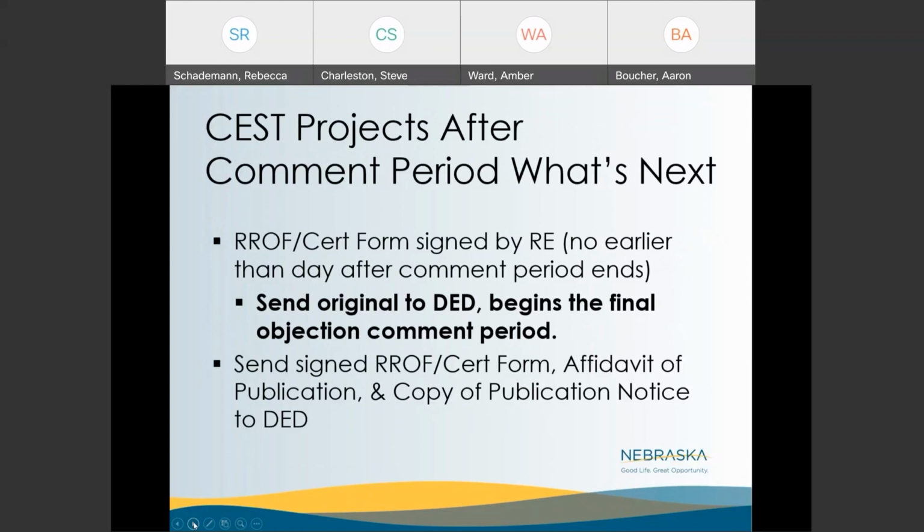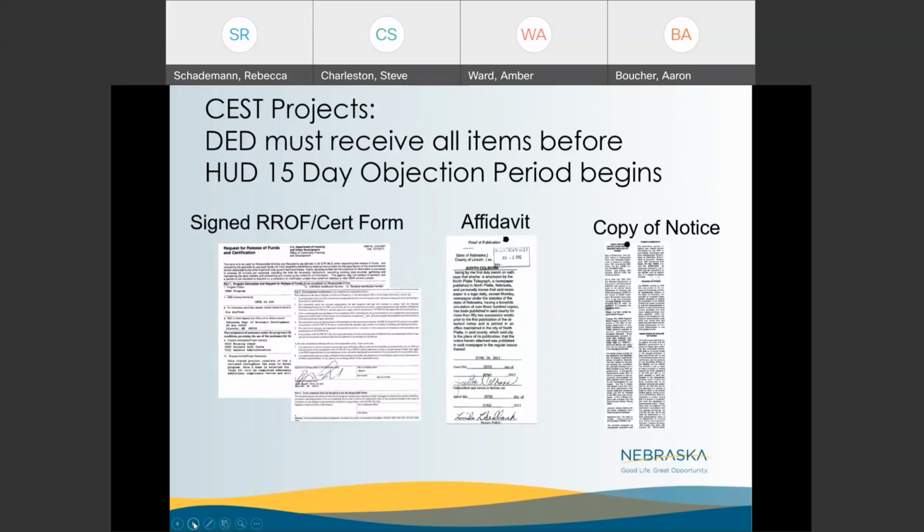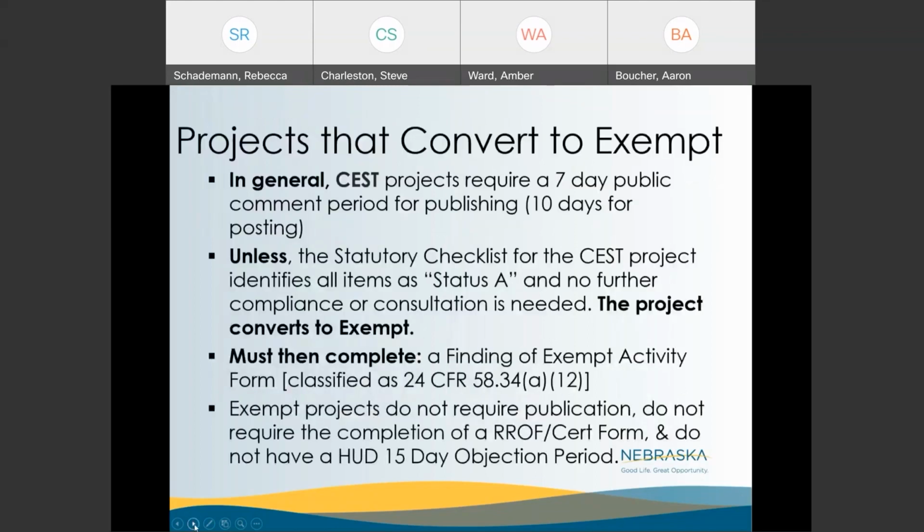Okay, here's what you do. We've talked about the original coming into DD before the final objection comment period. Make sure it's all signed. You have an affidavit of publication, copy of publication notice. Next. And then DD must receive all items before the HUD 15-day comment objection period begins. It says HUD, but that's in terms of the state with regards to that for this. Next. Those are samples of forms.